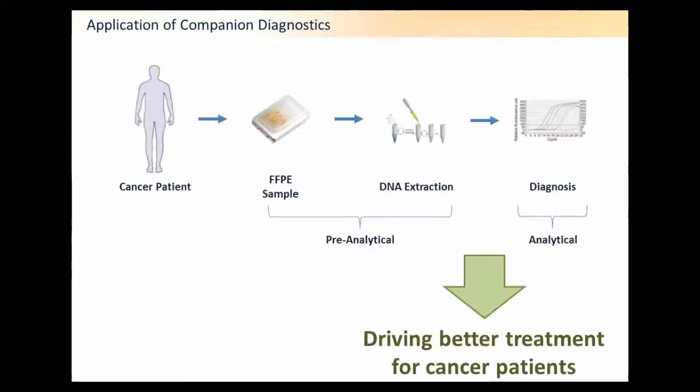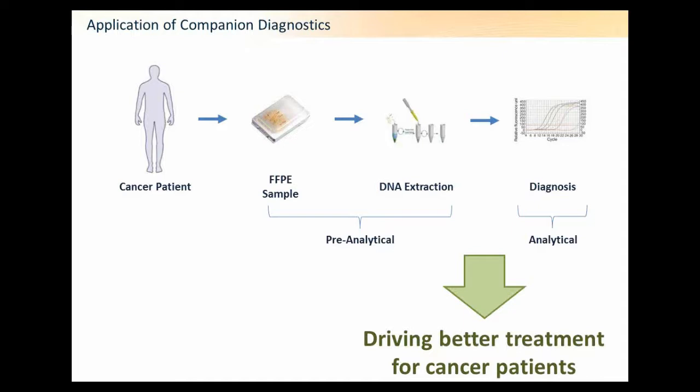Now, if you look at the application of companion diagnostics, I've put together a very simple workflow here, where you have your cancer patients. They then undergo surgery where you're cutting them open. You take a biopsy. You then process that biopsy to generate a FFPE sample. At this point, you're treating it with formalin.